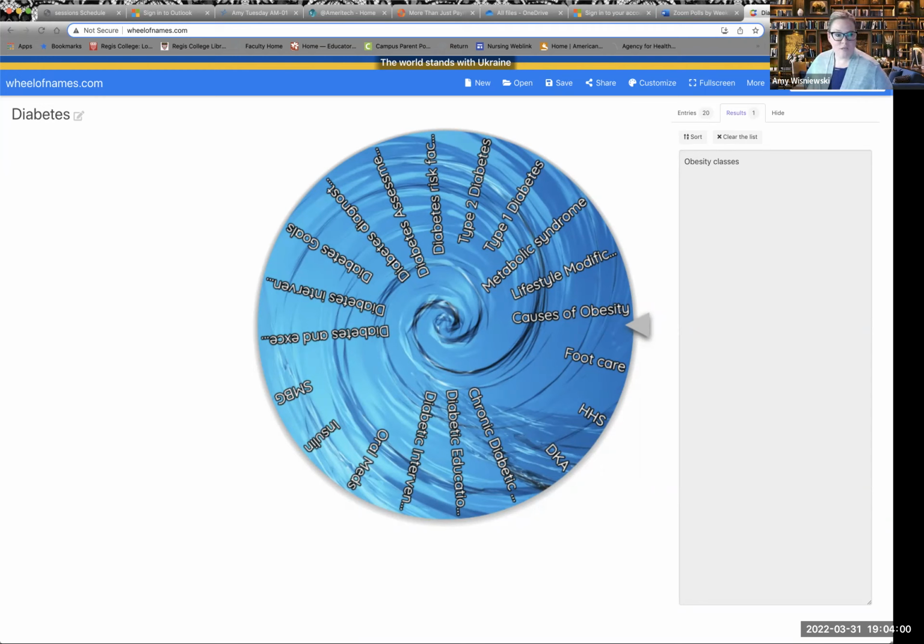Did I hit all the diabetes topics? Sorry, I'm working on two computers right now, trying to do all this metabolic lifestyle.